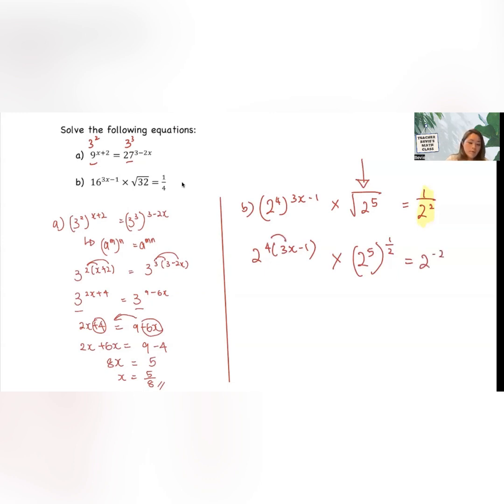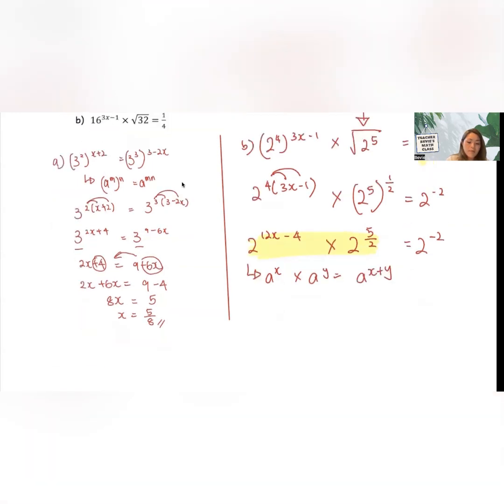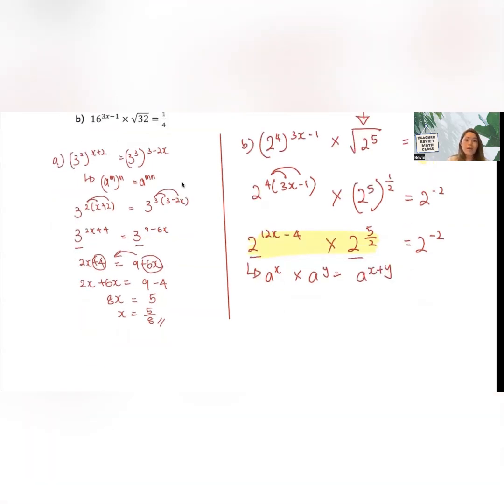Okay, and then I will expand this part in to further simplify it to give me 12x minus 4. And this part, I will multiply them, which gives me 2 to the power of 5 over 2, equals to this one. I'll just copy it back. Okay, from here, how do I combine these two indices? Remember the law of a to the power of x times a to the power of y, which gives me a to the power of x plus y. Same thing, because the base is the same already, I can just add the powers together for multiplication. So if it's a division, then it's a subtraction for the powers.